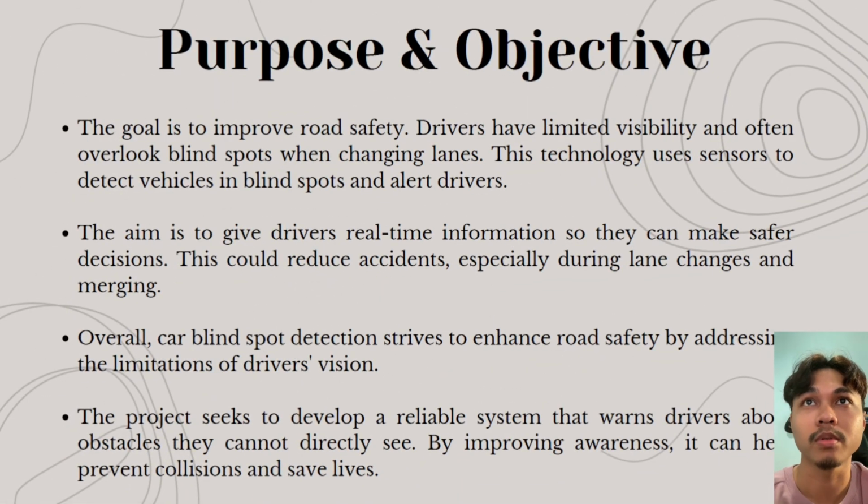Next is our purpose and objective. The goal is to improve road safety. Drivers have limited visibility and often overlook blind spots when changing lanes. This technology uses sensors to detect vehicles in the blind spot and alert drivers. The aim is to give drivers real-time information so they can make safer decisions. This could reduce accidents, especially during lane changes and merging.